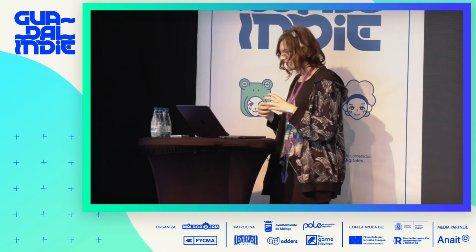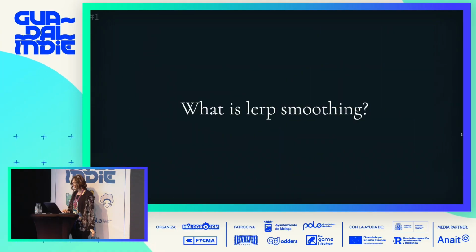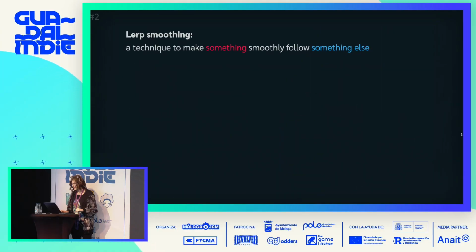OK, so what is lerp smoothing? This is something you might find in Unity forums or in various places of how do I smooth this motion? And then you're going to find someone who goes, oh, you can use lerp smoothing. Just write this small little function that'll just solve it for you. So lerp smoothing is a technique to make something smoothly follow something else.